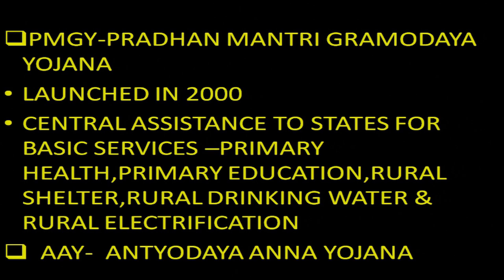The center provided assistance to whom? To the state governments so that they can make provisions for primary health, primary education, housing, rural drinking water and rural electrification. And another program, Antodaya Anna Yojana, AAY, was implemented in the year 1999. The focus of this program was to provide food grains to the poor people.